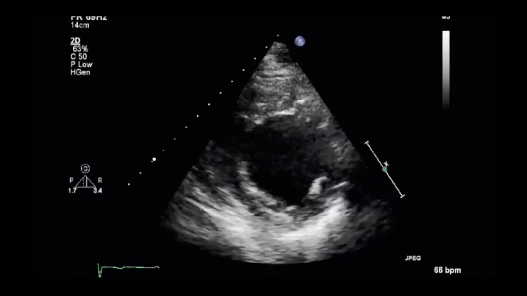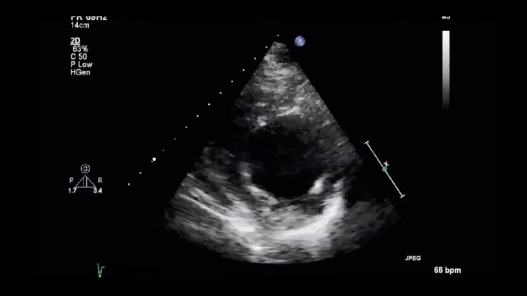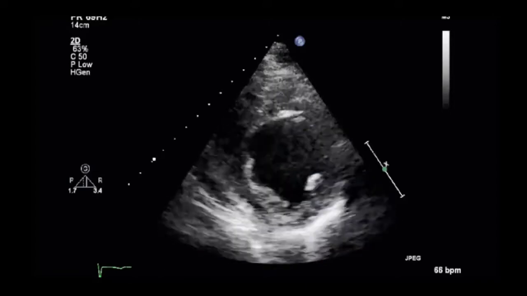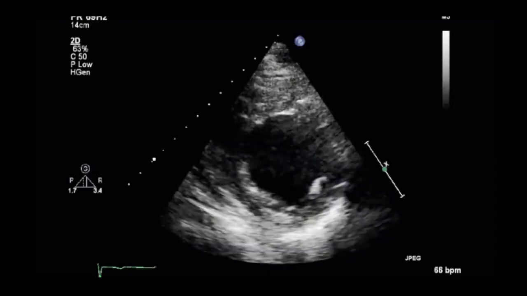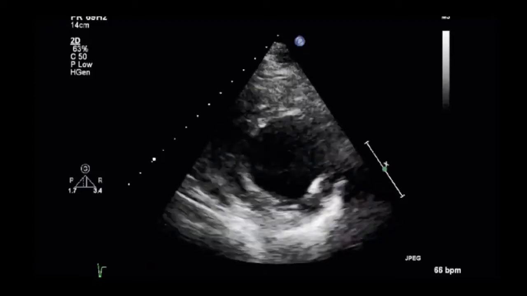The parasternal short axis view is useful for evaluating ejection fraction and volume status of the patient. Both RWMA and global function can be assessed.